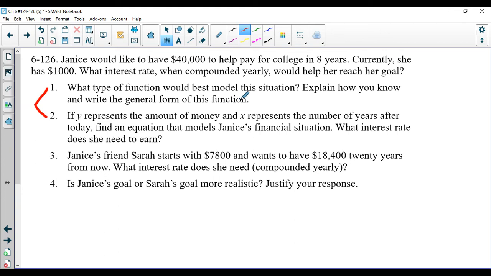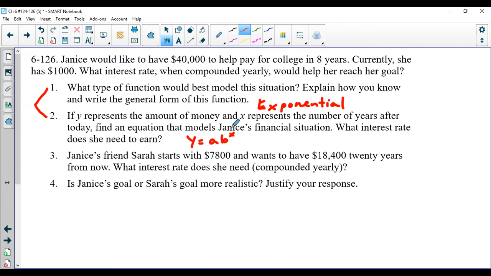All right, hopefully you decided that the type of function that would best model this situation was the exponential, which probably wasn't a shock since that's what we just talked about. Well, if it's an exponential, we know we're going to have this in a times b to the x form. But what we had to figure out is what's the interest rate that she is going to need to earn.